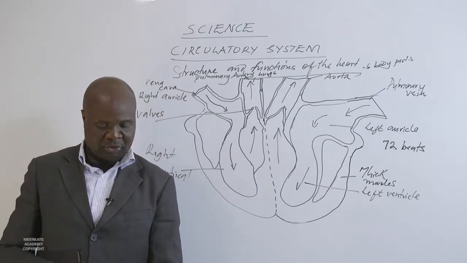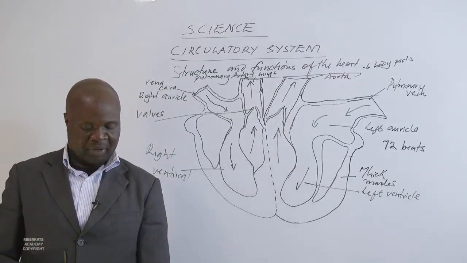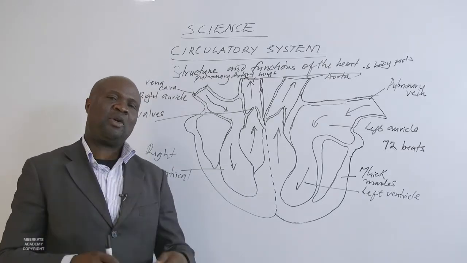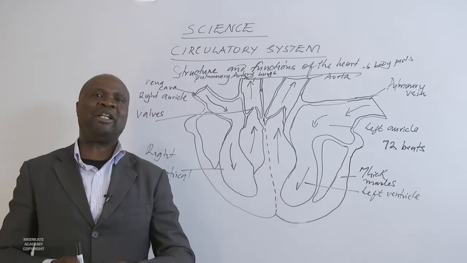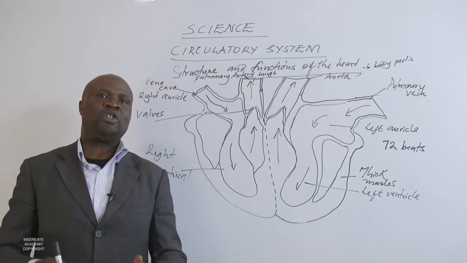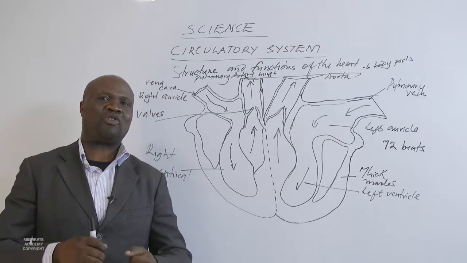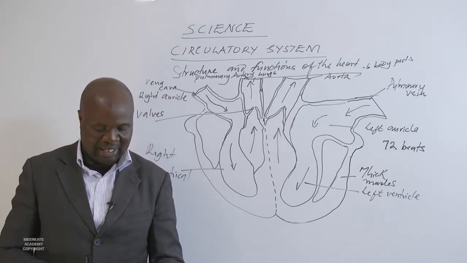And another point to note, we are saying heartbeat is a complete relaxation and contraction of the heart muscles. What is a heartbeat? We are trying to define a heartbeat as a complete relaxation and contraction of the heart muscles. So for the beat to be there, the muscles of the heart have to contract and to relax. When that is complete is when we term it as a heartbeat.